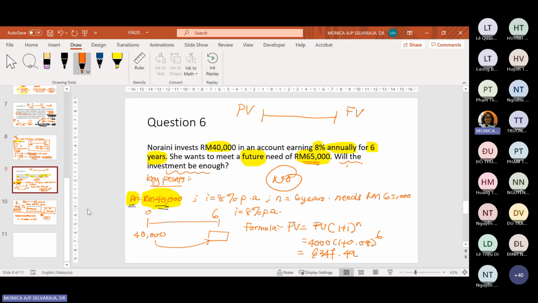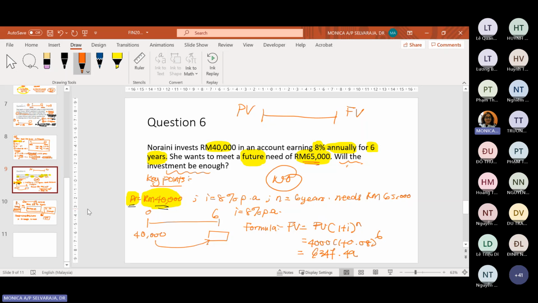If this is an MCQ question, then your calculation is correct. You can also calculate like that, and you can find out the answer should be not enough. That means the final answer should be not enough. If it's an MCQ question, calculating it back to the present and comparing with 40,000 is not an issue.